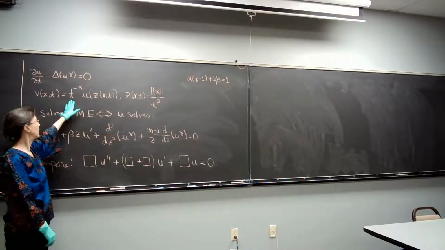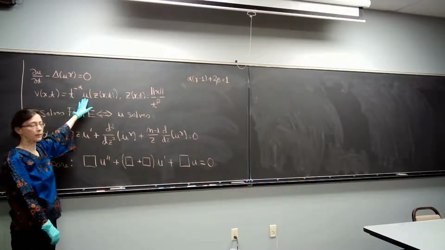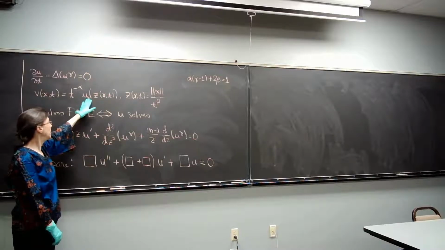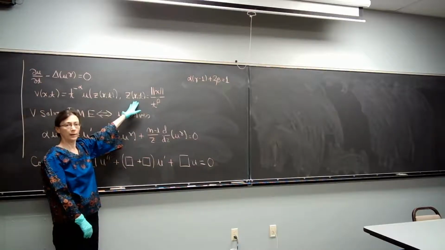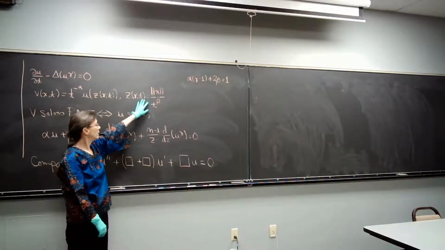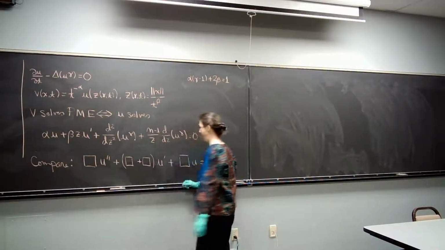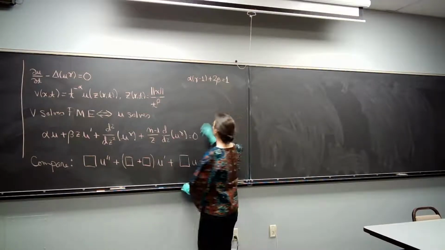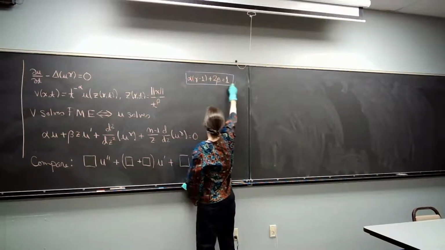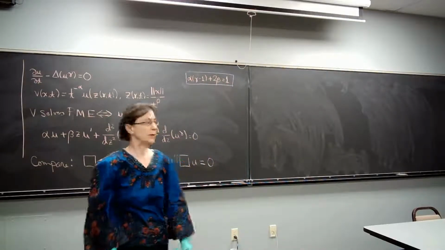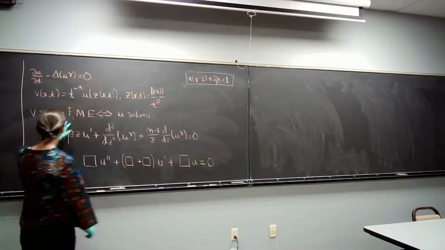It's t to the minus alpha times u. U depends on x and t in the following way. U is a function of a single variable z. Z, in turn, depends on x and t in this way: norm x divided by t to the beta. As we went along, we already derived one relationship that alpha and beta must satisfy. So let's put a little box around that. And then we went on.